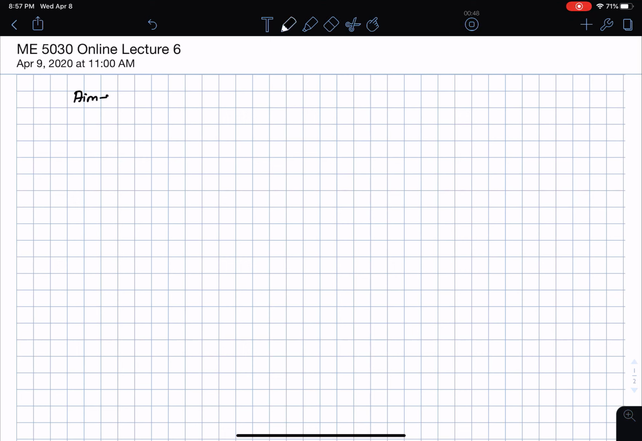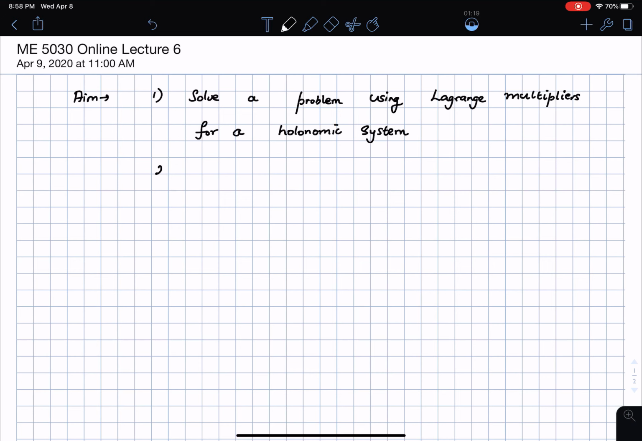So the aim is to solve a problem using Lagrange multipliers for a holonomic system. And then the final aim of this lecture is to essentially give a brief review of the Lagrangian formulation for different types of cases. Okay, a brief review of the Lagrangian formulation for different cases.